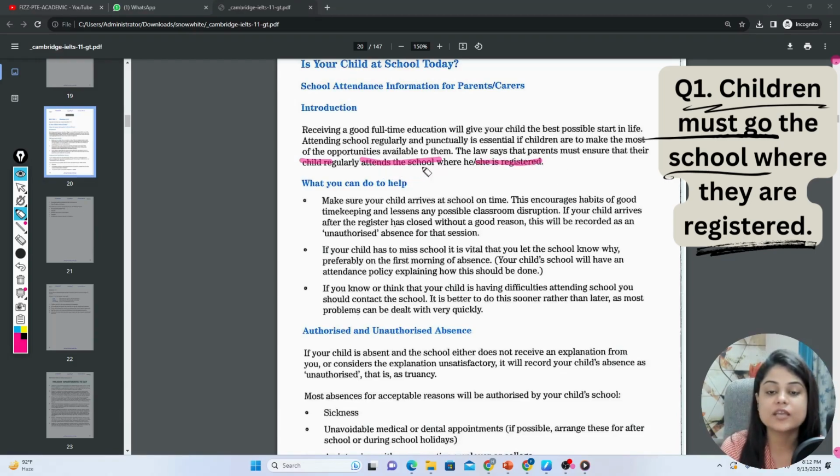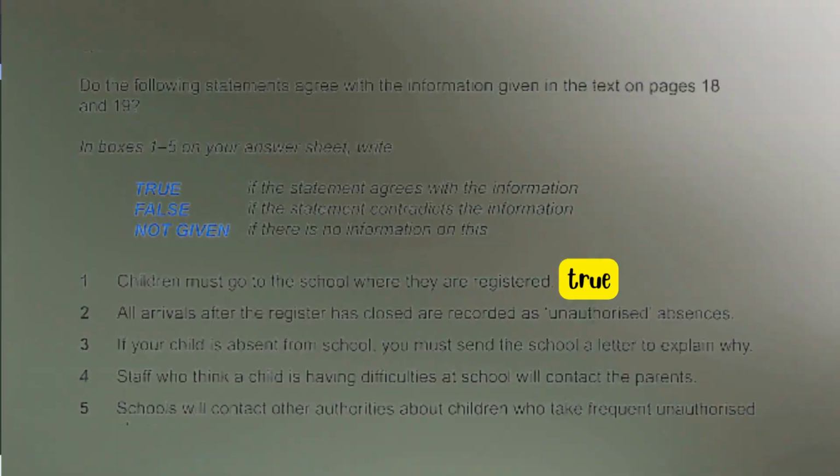What they are trying to say is that where the student or child is registered, he needs to attend the classes, he needs to attend the school. So that's why the answer will be true over here. Why is it true? Because in the question it was also written that children must go to the school where they are registered. So both the meanings are the same. It is agreeing with the statement. So the answer will be true here.